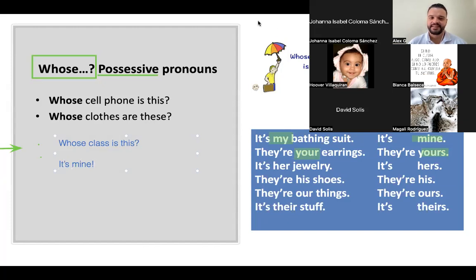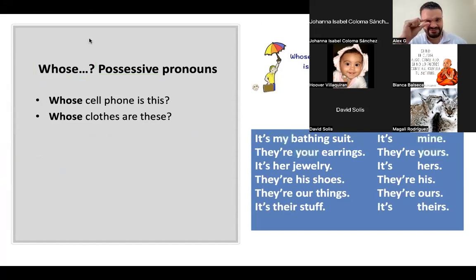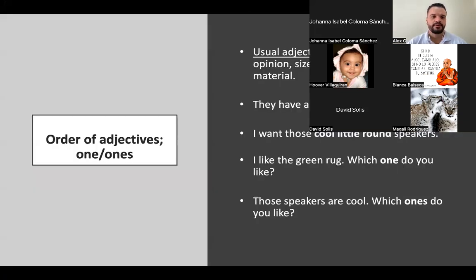All right. Let's erase. And we are almost done, guys. We have just a little more to go. Here, we have order of adjectives. This is very, very important because when we have more than one adjective, we have to follow a specific order.